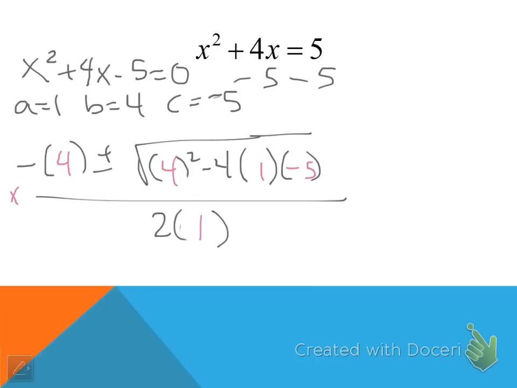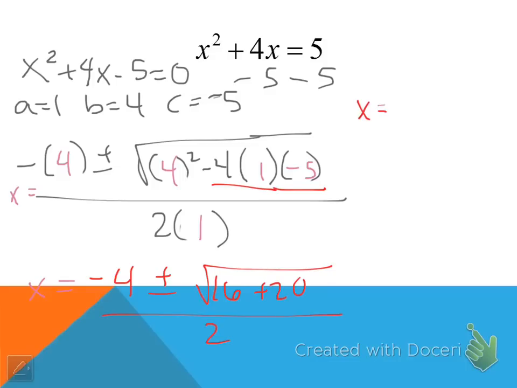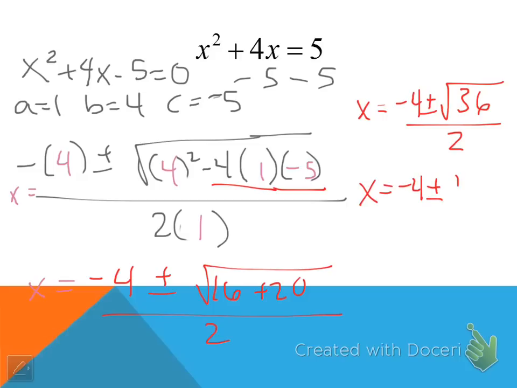So I got x equals, I'm going to change colors, negative 4 plus or minus, 4 squared is 16, negative 4 times 1 is negative 4, times negative 5 is positive 20, all over 2 times 1 is 2. So now I'm going to go up to the right side here. So we got x equals negative 4 plus or minus the square root of 16 plus 20, which is 36, and we got 2 on the bottom. x equals negative 4 plus or minus, the square root of 36 is just 6.